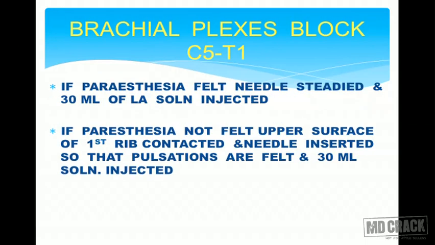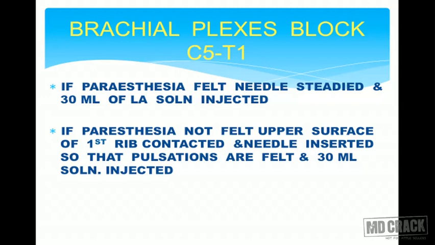If paresthesia is felt as you enter, a paresthesia is felt in the upper limb. Paresthesia is a tingling and numbness sensation present throughout the upper limb. If at all this sensation is felt, the needle is steadied and 30 ml of local anesthetic solution is injected at that site. As and when you inject the local anesthetic solution at that site, the whole of the upper limb is anesthetized. Now there are two situations.